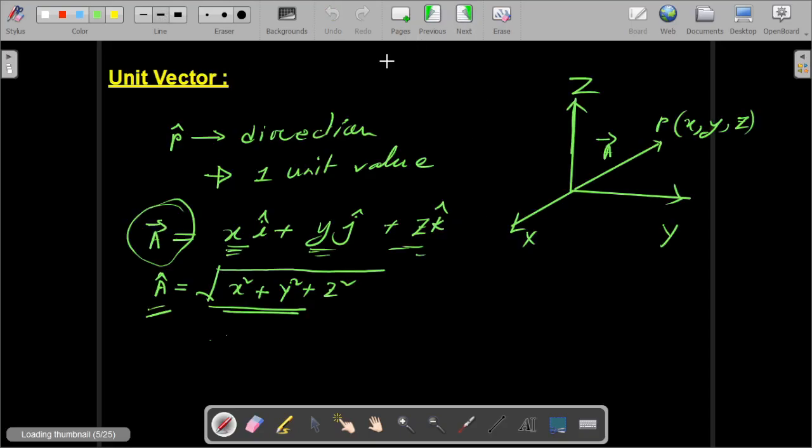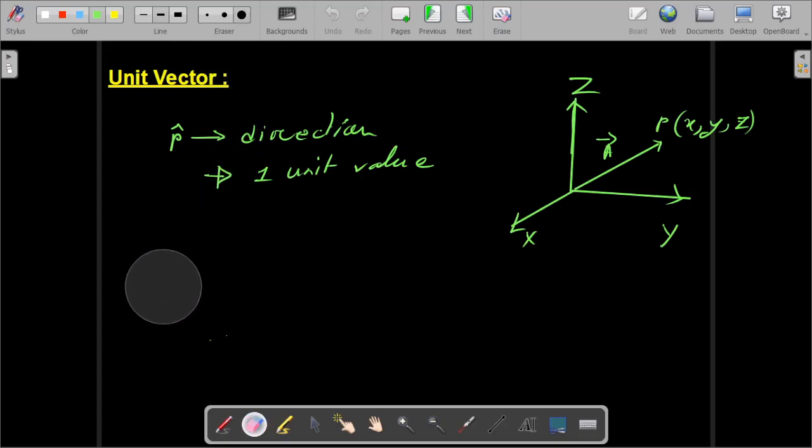This way a vector is represented. Okay. Now come to unit vector. What is unit vector? From its name itself, we can know that it is a vector and it has direction. But its value is 1 unit. Okay. Keep in mind. Value is always 1 unit.